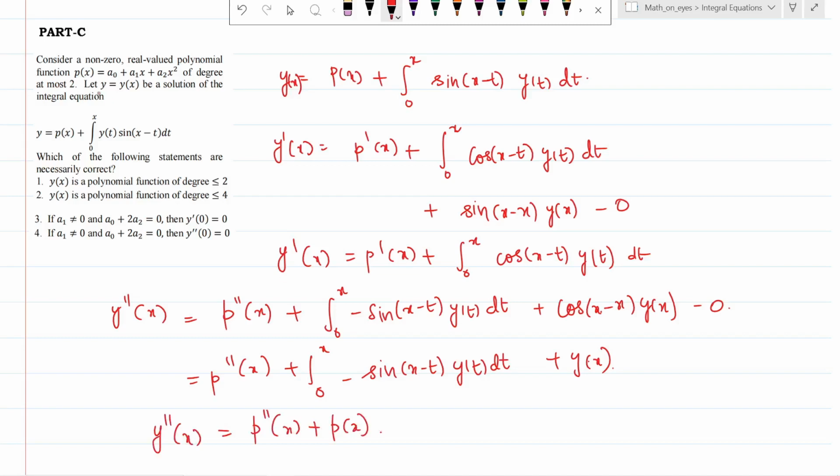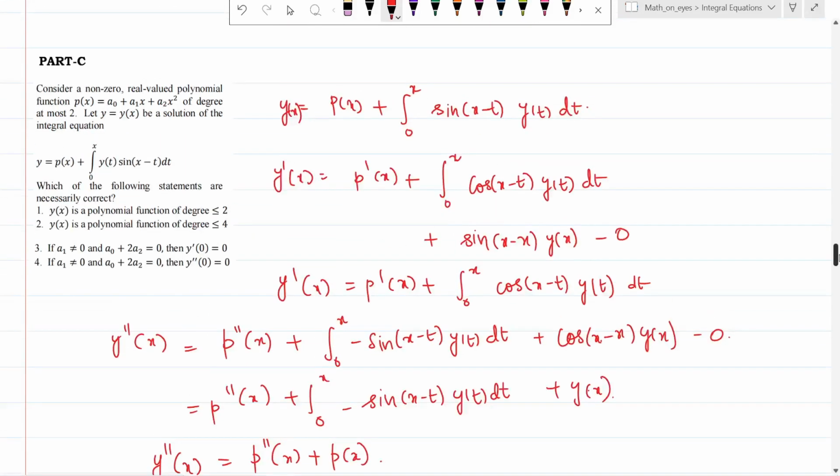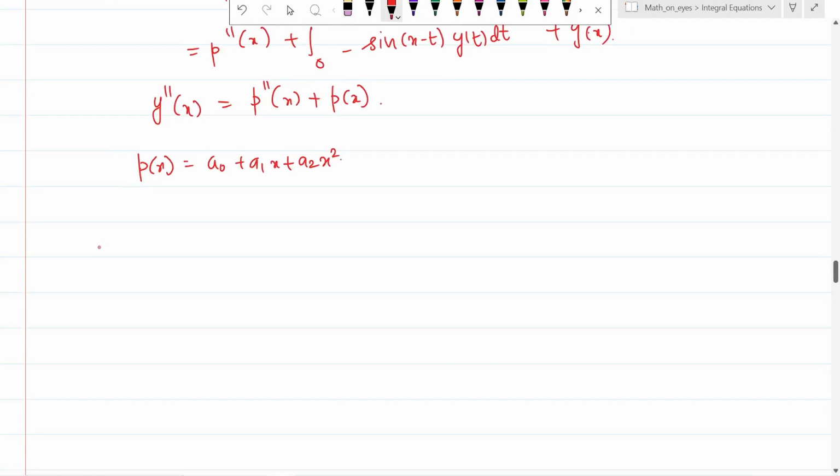Now, what is given in the question? p of x is equal to a naught plus a1x plus a2x squared, right? So we will use this. We need p of x and then p double dash of x. p dash of x will be equal to, a naught will vanish, so we get a1 plus 2a2x, and then p double dash of x is equal to, a1 vanishes, so we get 2a2.